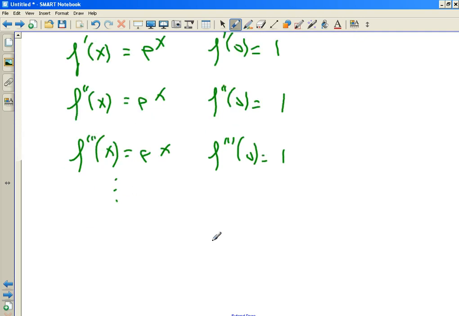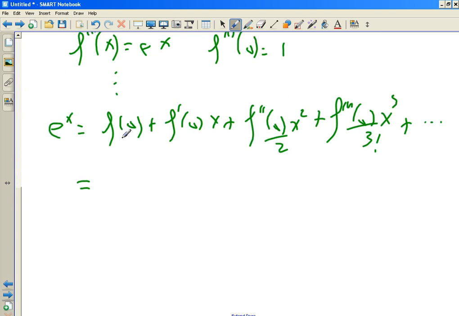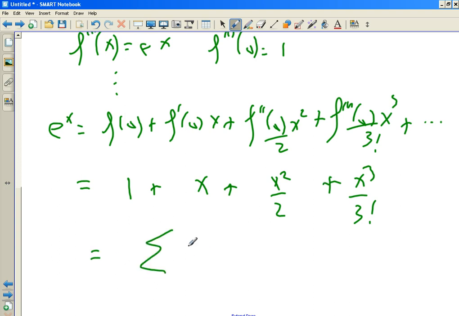So if we wanted to write e to the x, we would say it's f of 0 plus f prime at 0 times x plus f double prime at 0 times x squared over 2 plus f triple prime at 0 times x cubed over 3 factorial. What did we get? 1 plus 1x plus 1x squared over 2 plus 1x cubed over 3 factorial. So what is it? Sigma of x to the k over k factorial, where k starts at 0.